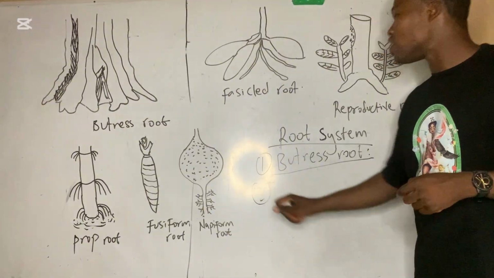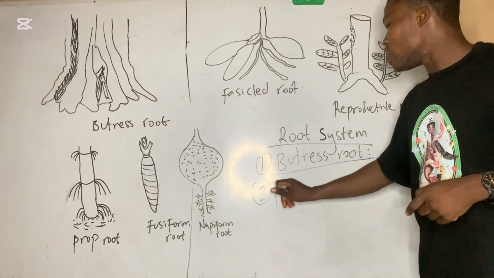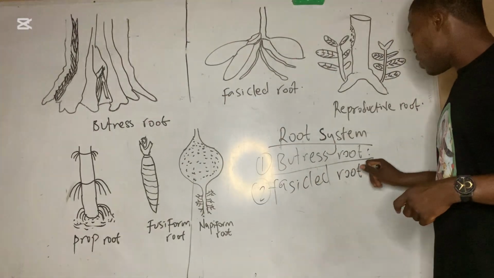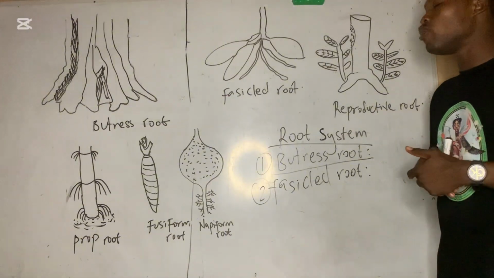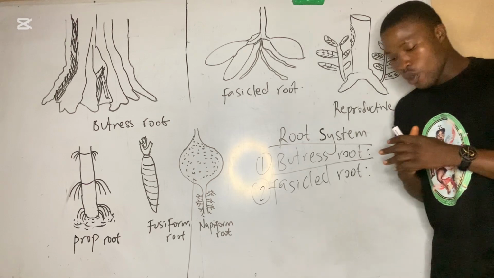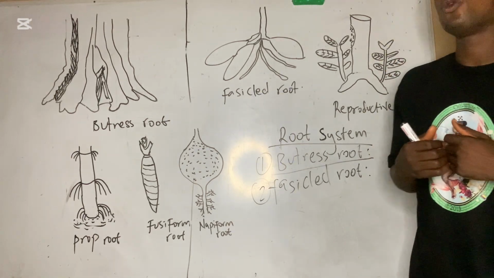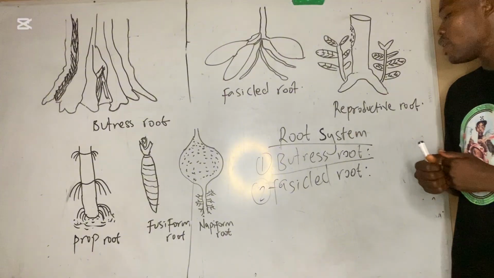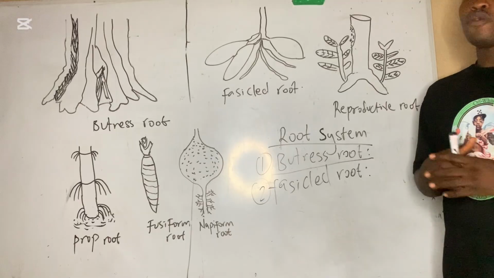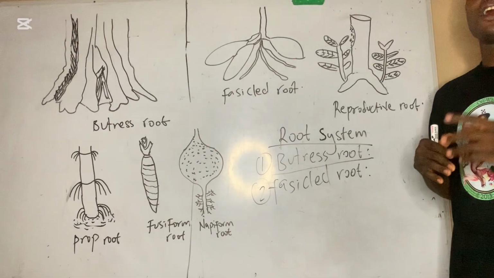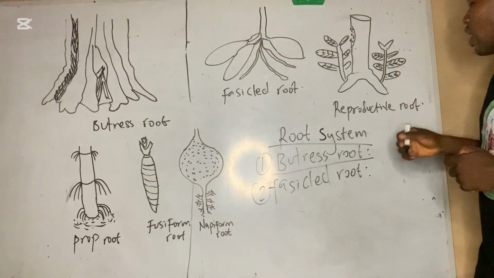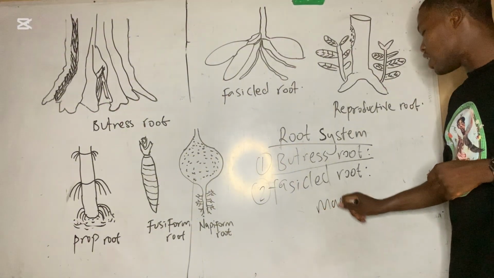The type of roots I'll look at today is the fascicled roots. The fascicled root is a special type of root that is tuberous. Now there are roots that produce tubers. So any type of root that is tuberous, or that can produce tubers, is said to be a fascicled root. A fascicled root is a type of root that produces tubers at the end of the day. An example is the Manihot species.